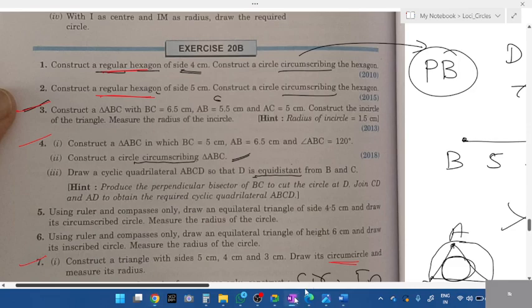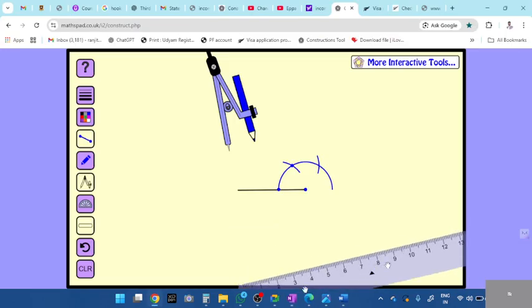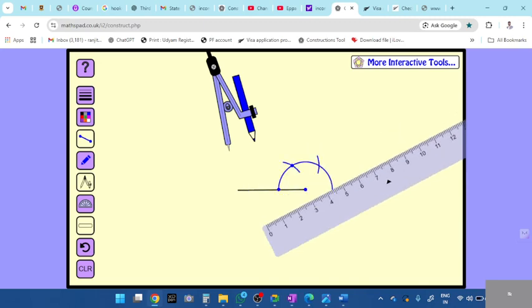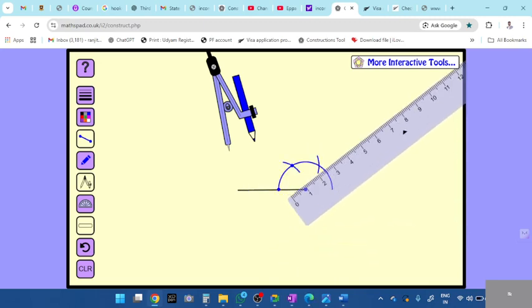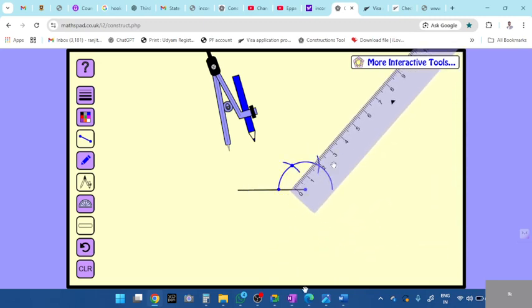Then go back to the question. 4 centimeters. Take 4 centimeters. Draw an arc. All of you will complete this hexagon, students. Start construction. Take 4 centimeters. Do it along with me.